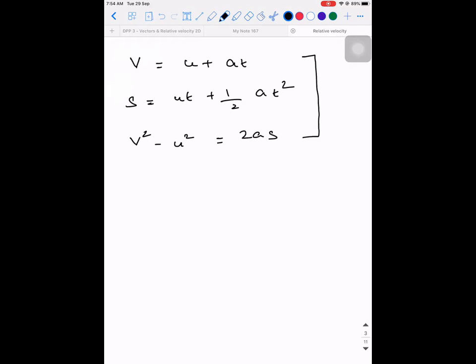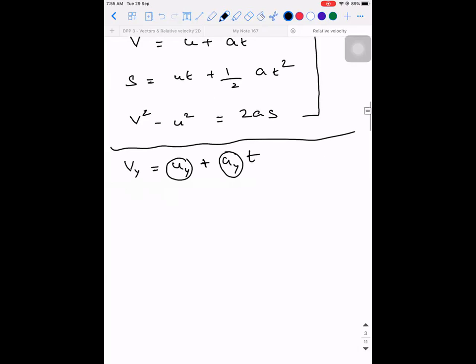That is understood. But the next question we need to understand is, if suppose I am applying these equations along y direction, what will I do? I'll put Vy is equal to Uy plus Ay into t. What is the meaning of this? You're saying the final velocity of the object in y direction is equal to initial velocity of the object taken only in y direction plus the acceleration along y direction into t. Accepted. In a similar way, we can apply the concept of relative velocity also. That is, VAB is equal to UAB plus AAB into t.